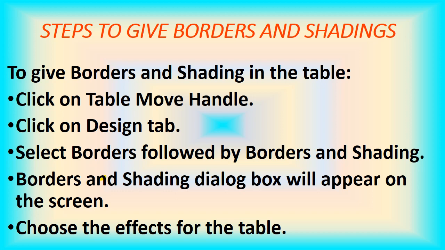Then you will click on the Design tab. Which tab? Design tab. Then we will select Borders. Which one? Borders. And then we will select Borders and Shading. When you click on Borders and Shading, you will get a dialog box, the Borders and Shading dialog box. It will appear on your screen, and in the Borders and Shading dialog box, you have to choose the effect which you want for your table. According to your wish, you can choose the effects for your table.